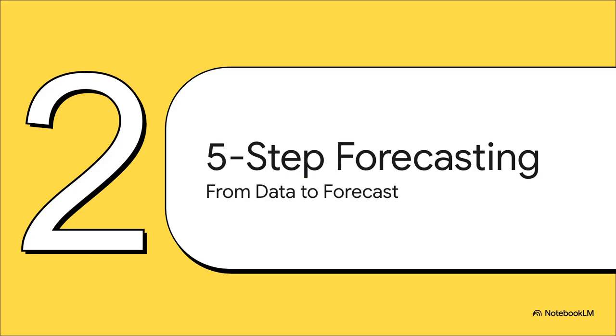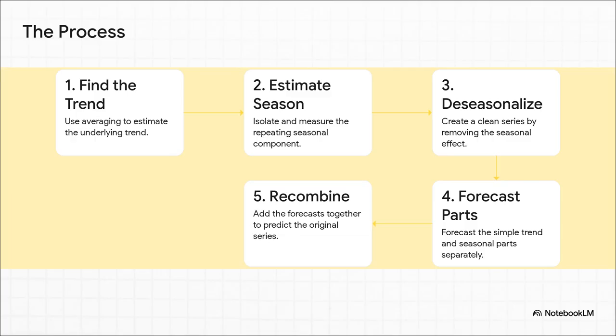Okay, so that's the what. But how do we actually do it? Turns out there's this really logical five-step process. Think of it like a recipe for taking that messy data and turning it into a forecast you can actually use. This is our roadmap. First, we find the underlying trend. Then, we figure out the seasonal pattern. Now, the really clever part is here. We temporarily remove that seasonal pattern so we can see what's left more clearly. Then, we can forecast the simple parts on their own, and at the very end, we just add it all back together. Let's walk through it.